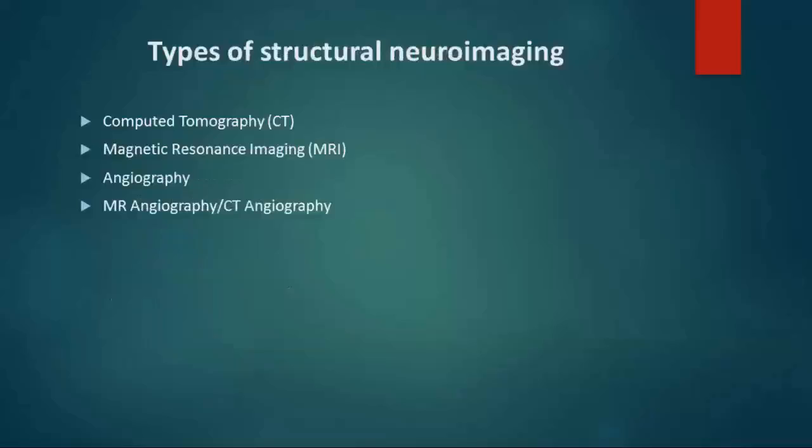So we go on to talk about the types of structural neuroimaging. We have 4 types of structural imaging: computer tomography, magnetic resonance imaging, magnetic resonance angiography, and computer tomography angiography.